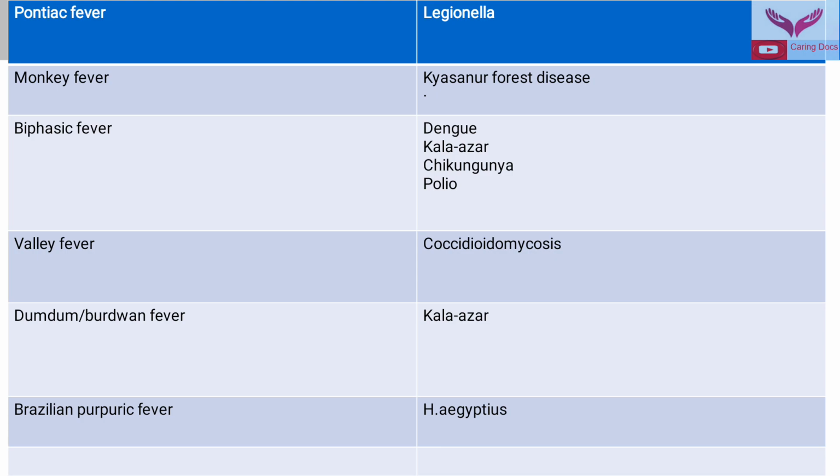Pontiac fever is seen with Legionella. Monkey fever is seen in KFD. Biphasic fever is seen with dengue, Kala-azar, chikungunya, and polio. Valley fever is the term used for coccidioidomycosis. Dum-dum or Burdwan fever is used for Kala-azar. Brazilian purpuric fever is the term used for H. aegyptius.